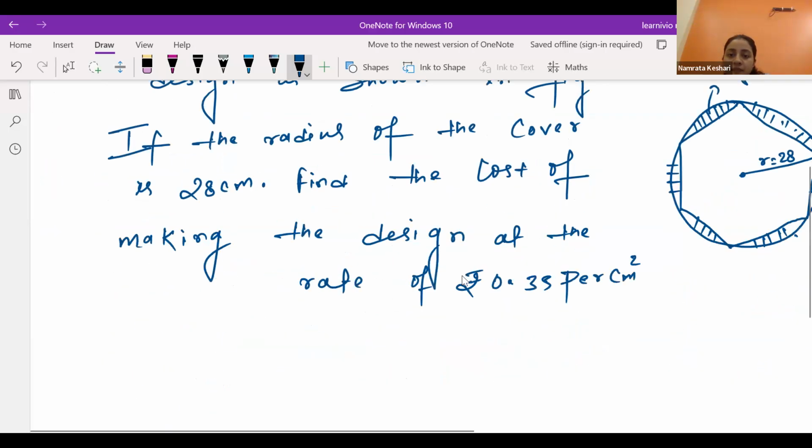Ma'am, are you asking the area of sector? Area of sector minus area of triangle, we do, ma'am, right? It's theta by 360 into pi r square. Yeah, okay.